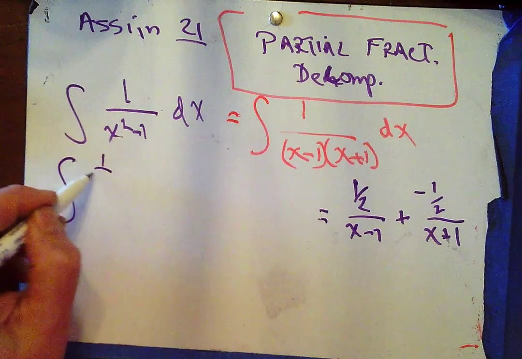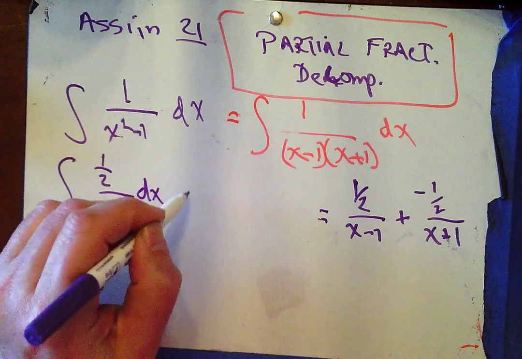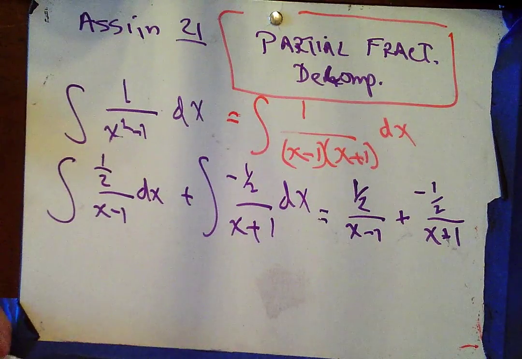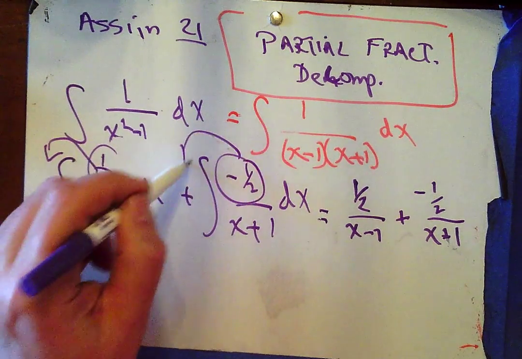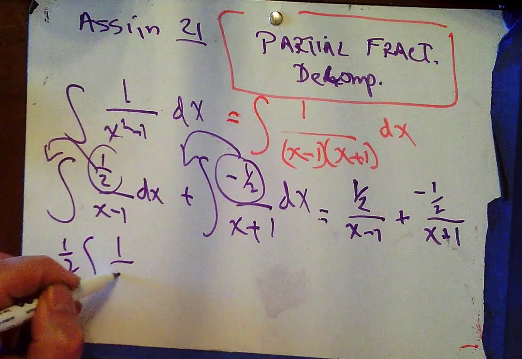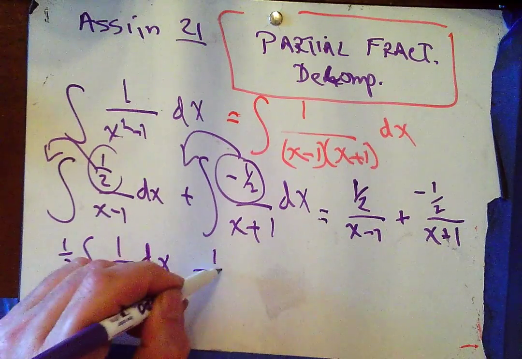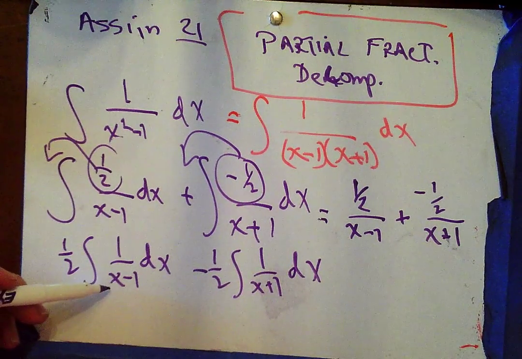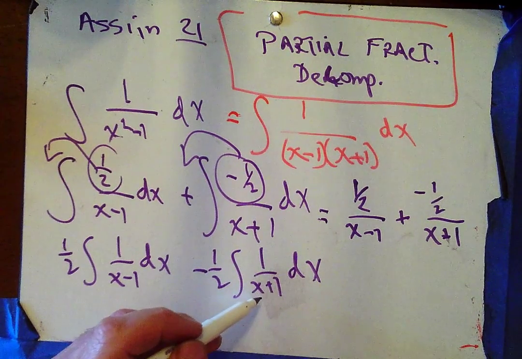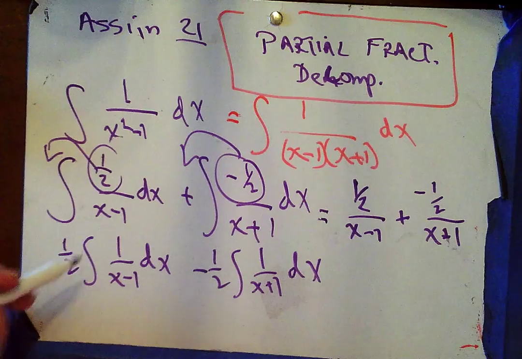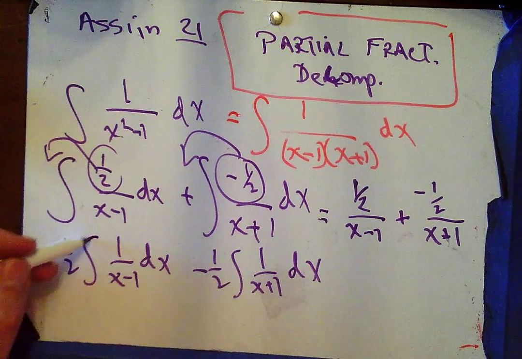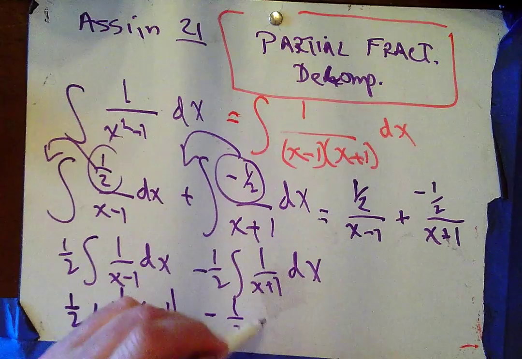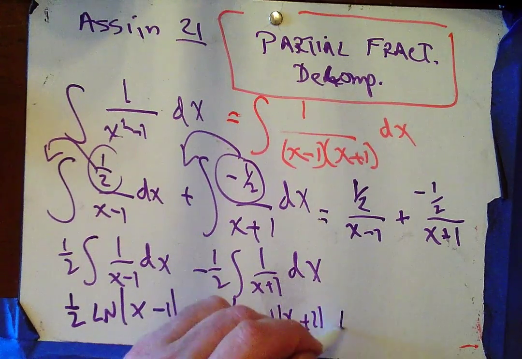Now I've got the integral of 1/2 over x minus 1 plus the integral of -1/2 over x plus 1. All right, I'm going to take those constants out. And so I'm going to have 1/2 integral 1 over x minus 1 minus 1/2 integral 1 over x plus 1. And again, I can use a u sub here where u is x minus 1, and I can use a u sub here where u is x plus 1. And when I'm done integrating, I should end up with 1/2 ln of x minus 1 minus 1/2 ln of x plus 1 plus c.